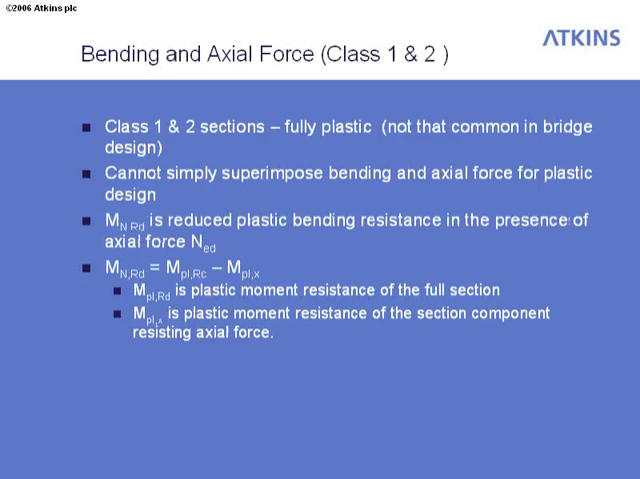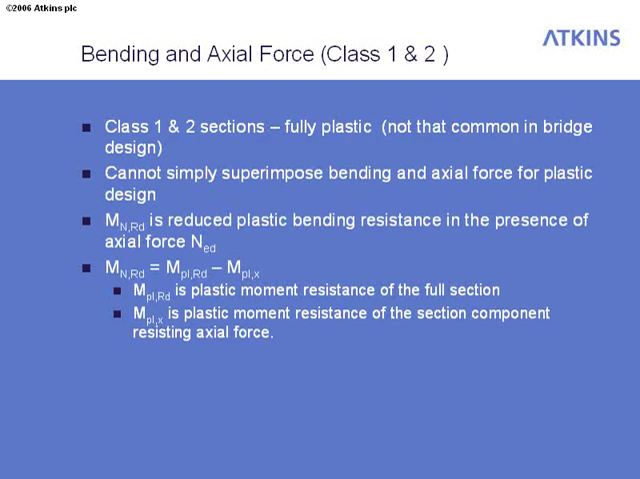For the class 1 and 2 sections, they're fully plastic, but generally speaking, they won't be very common in bridge design. We generally end up with class 3 and 4 sections. However, the class 1 and 2 sections can develop full plasticity throughout the entire depth of the section, and that complicates the check of the cross-section, as the stresses from the bending and the axial force can't simply be superimposed if advantage is to be taken of the plasticity within the section.